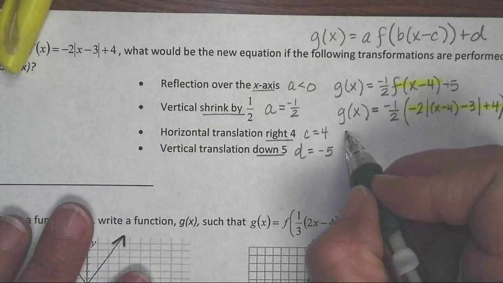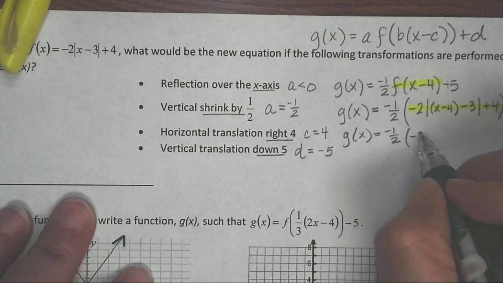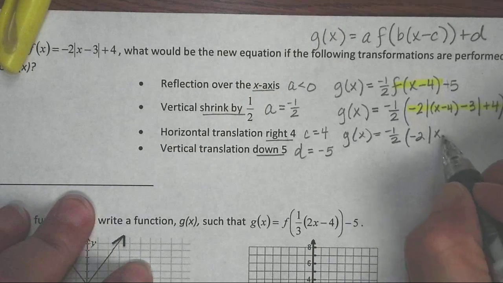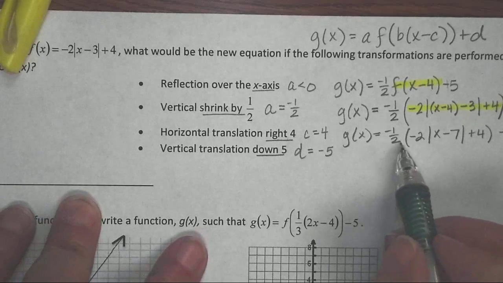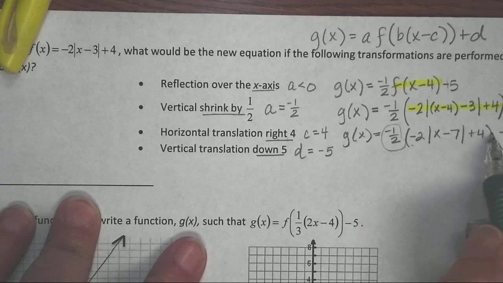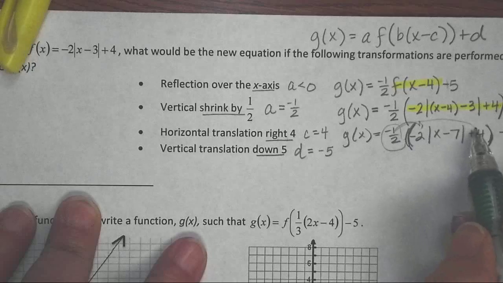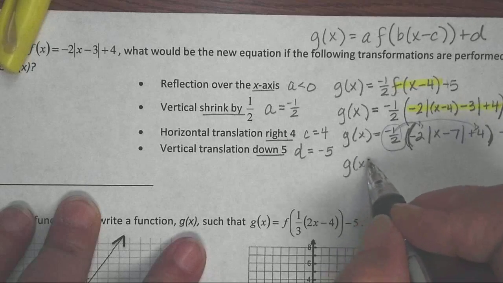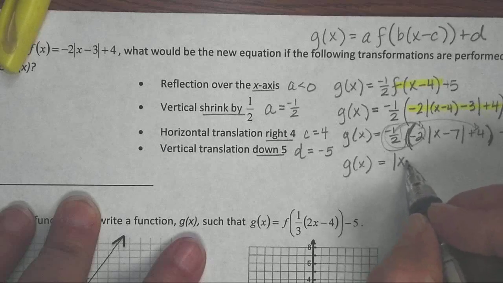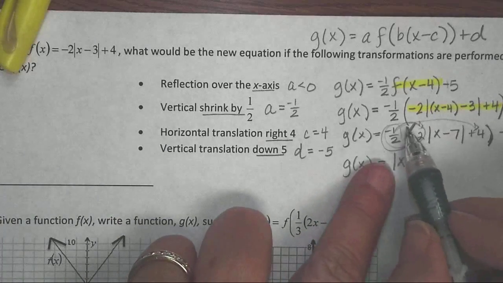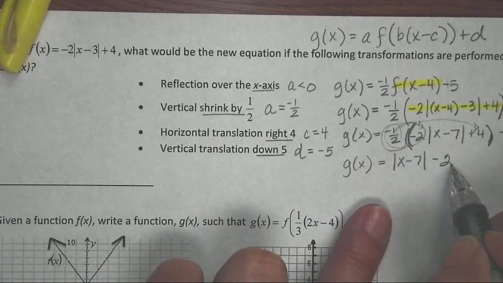Let's simplify what's inside. So g of x is negative 1/2 of negative 2 times the absolute value of x minus 7 plus 4 minus 5. Now this negative 1/2 is outside these parentheses here. So I want to be sure that I distribute it to each term inside the parentheses. So g of x is equal to 1 times the absolute value of x minus 7 is x minus 7. And this negative 1/2 times 4 will be negative 2.